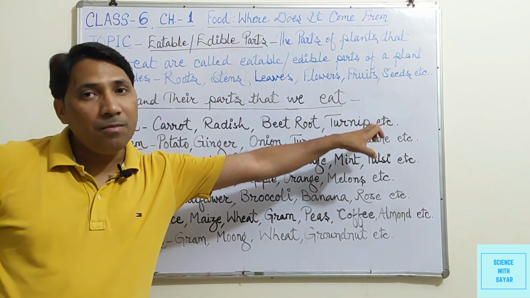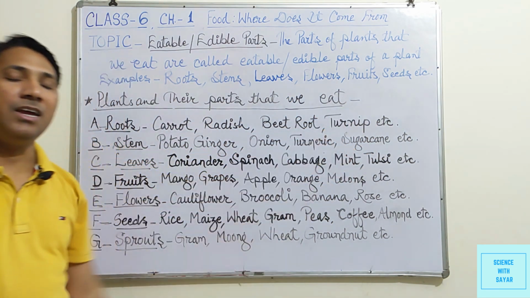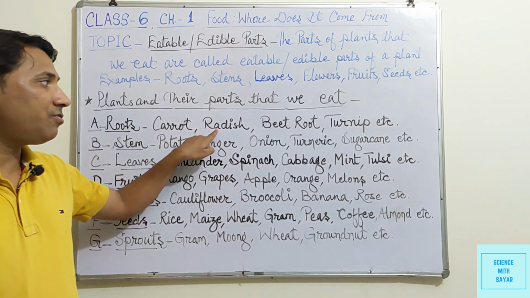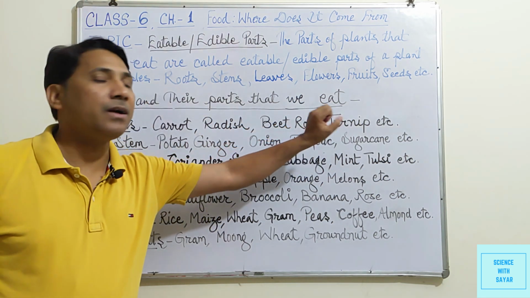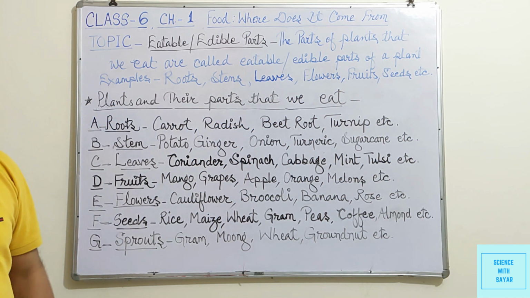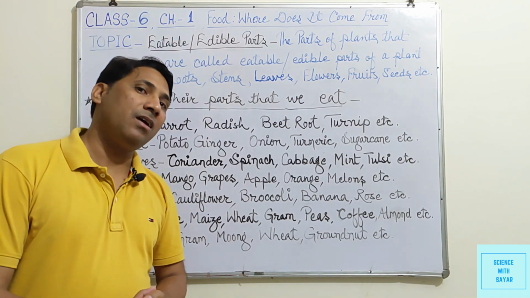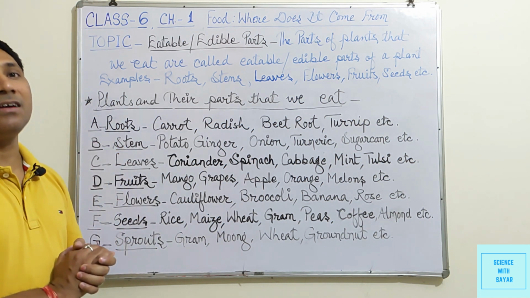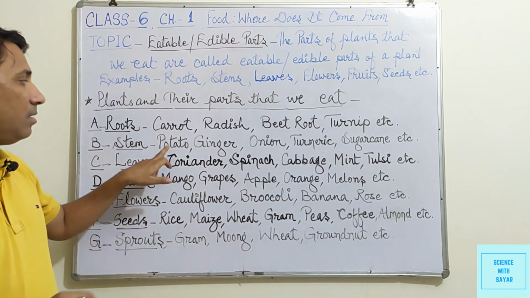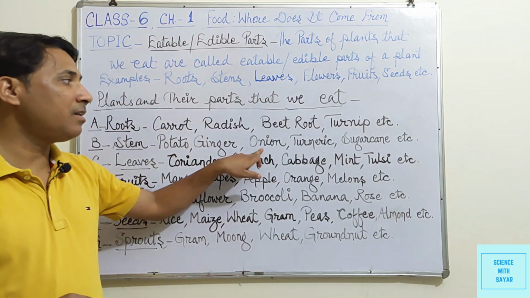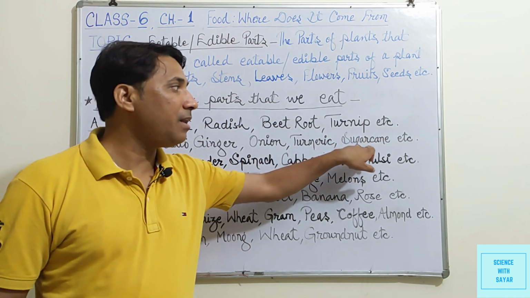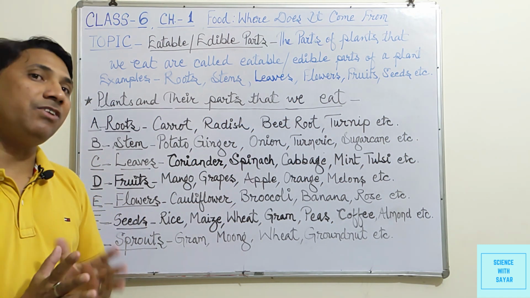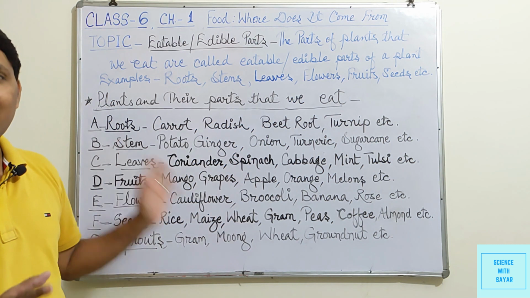These are the examples of plants of which we eat their roots. First, roots: carrot, radish, beetroot, turnip, etc. are the plants of which root parts we eat. Second example, stems. In some plants we eat their stem part, such as potato, ginger, onion, turmeric, sugarcane, etc. These are examples of plants in which we eat their stem part.